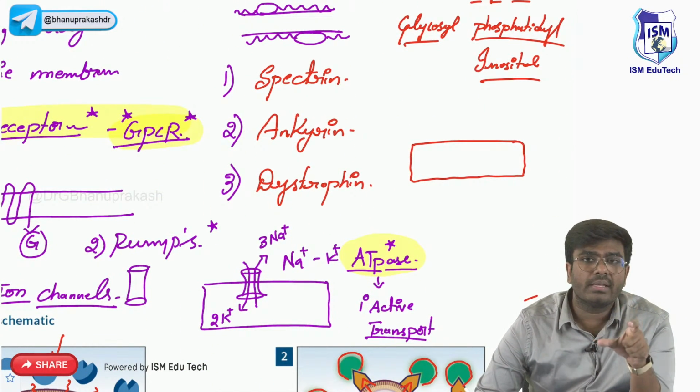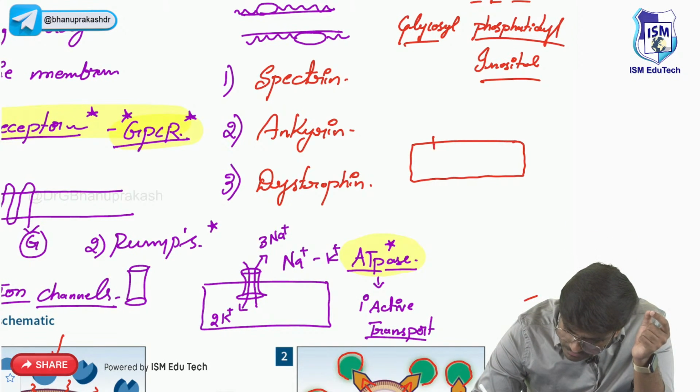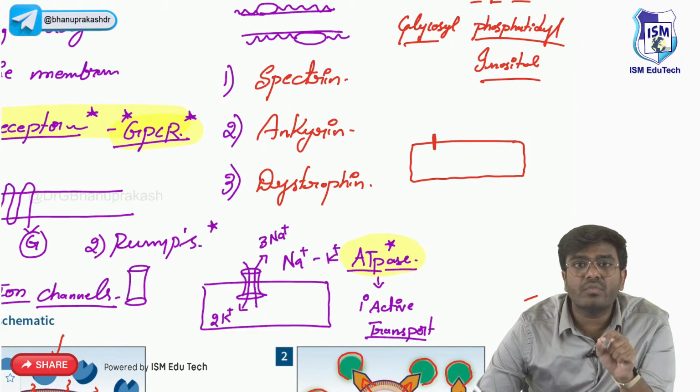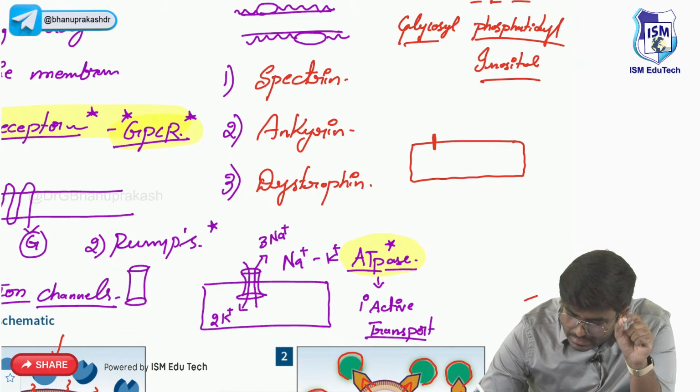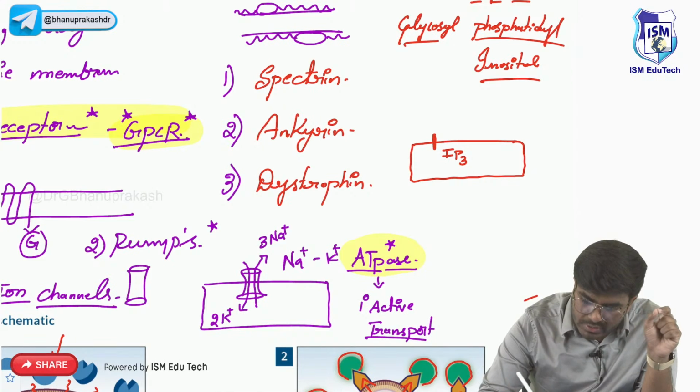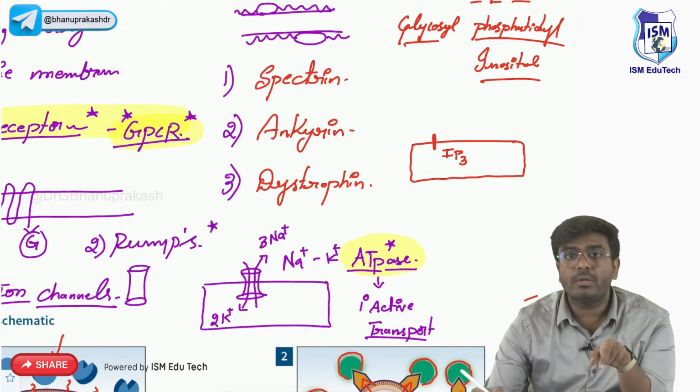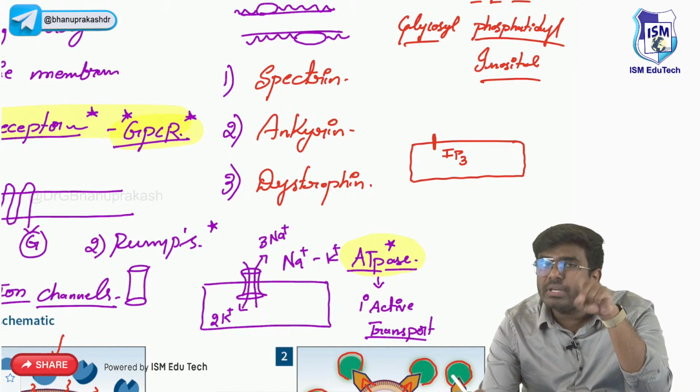Usually in the cell membrane, what is there? Lipids are there. Phospholipids are there. This is a phospholipid. What is the name of this phospholipid? The name of the phospholipid is inositol triphosphate, IP3. To this phospholipid, there is a protein attached.